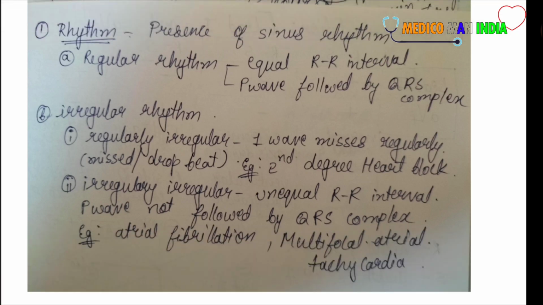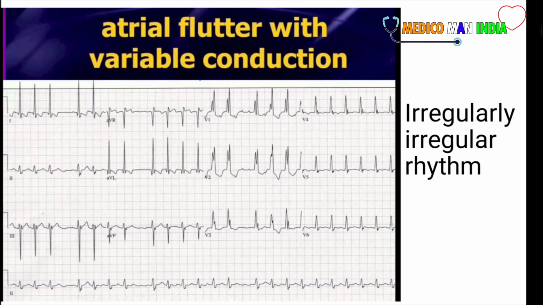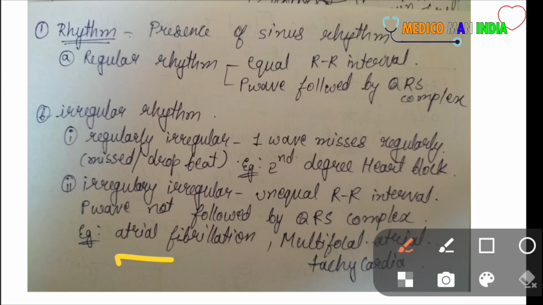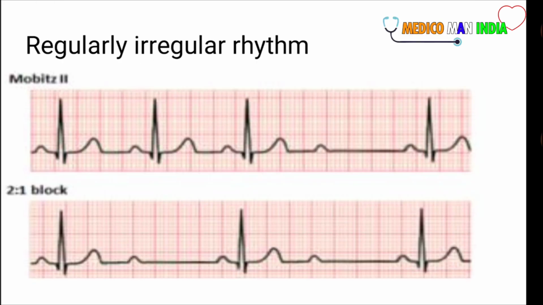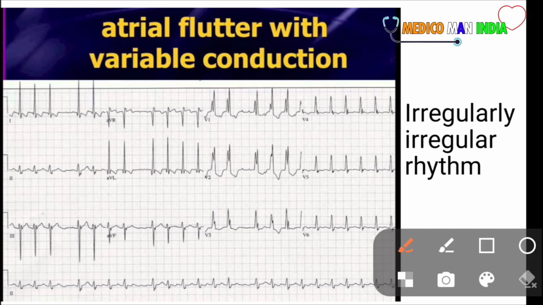not followed by a QRS complex. There is an unequal RR interval and there is no sinus rhythm. It is seen in atrial fibrillation and atrial flutter. It is seen in atrial fibrillation and multifocal atrial tachycardia. Let me show you that. Atrial flutter with variable conduction is seen in irregular rhythm. And one more important thing, which ECG lead we will see.